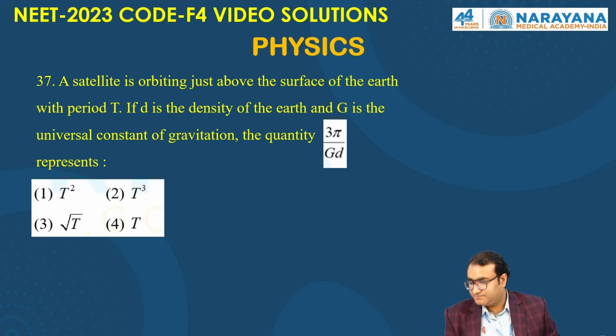Question number 37. Satellite is orbiting just above the surface of Earth with time period capital T. Density of Earth is D and G is a gravitational constant. You have to tell 3 pi by GD, what does it represent?